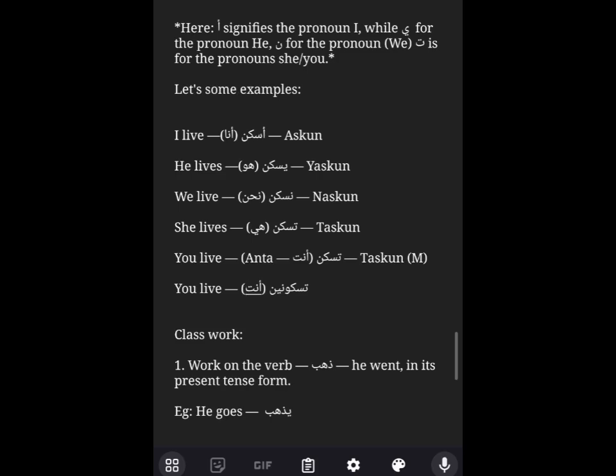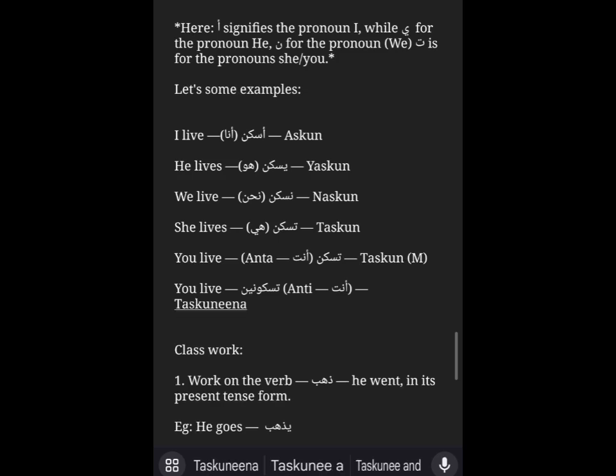It's very important. Anti. This is the way you have it. Okay? So how is it pronounced? I'm going to write that down. Taskunin. You can simply say taskunin or taskunina in full. And this is the way you refer to a feminine second person, the person you're talking to in front of you.